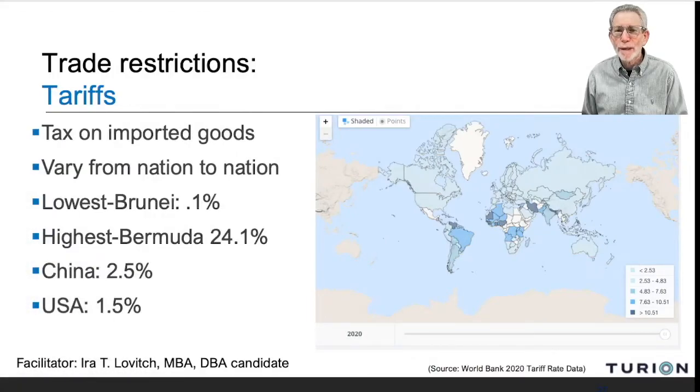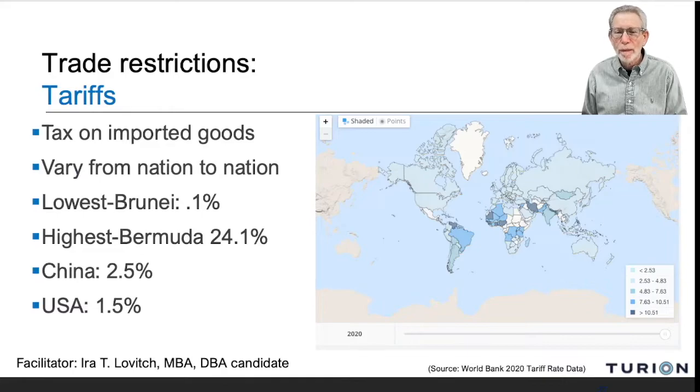So the first of the protection methods is called tariffs. This is perhaps the most visible one and the one that students might hear about or learn about from listening to or reading the news. And it's a tax essentially on imported goods. And it varies from nation to nation. Here's a chart from the World Bank that uses a color-coded system to show the percentage value of tariffs around the world. And you can go to the World Bank's 2020 tariff rate data. I think that's the latest that's been published.